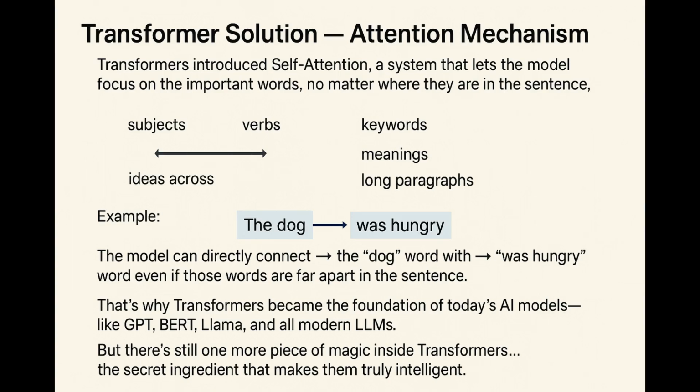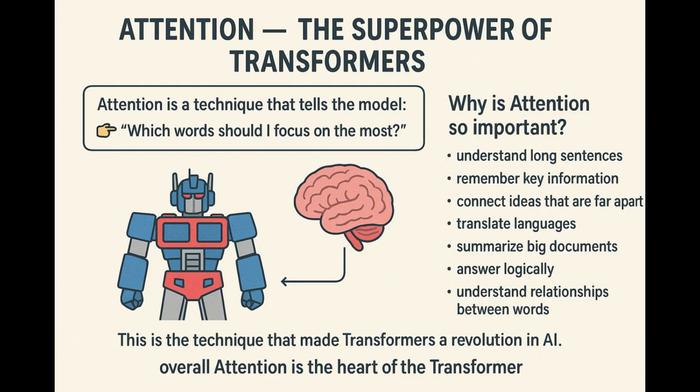But there's still one more piece of magic inside transformers, the secret ingredient that makes them truly intelligent, and that is attention. Here, attention is a technique that tells the model which word it should focus on the most. If the transformer is the body, then attention is the brain that helps it understand meaning. And attention also helps transformers understand long sentences and remember key information.